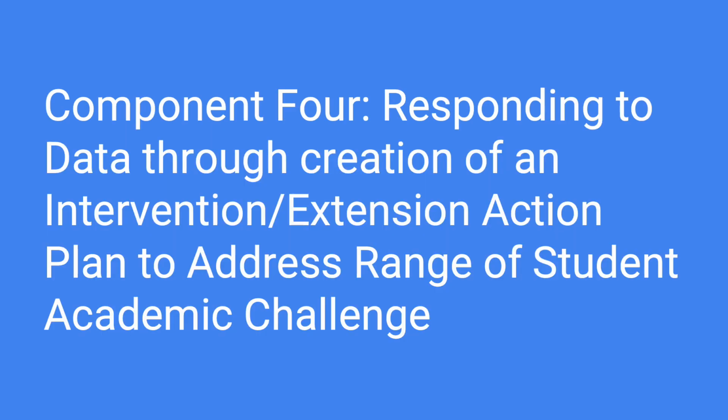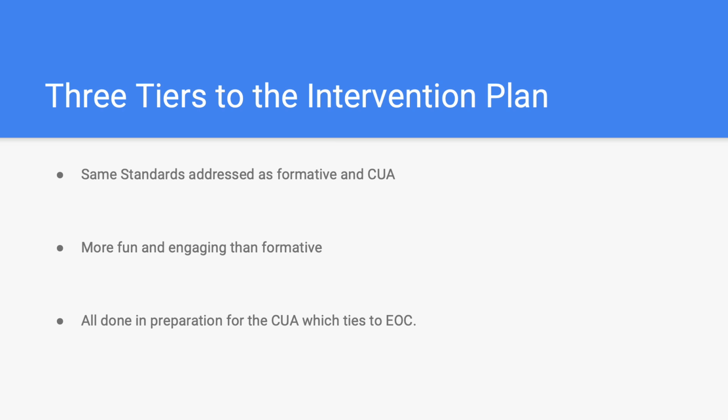Component 4 was responding to data through creation of an intervention or extension action plan to address the range of students' academic challenge. So this, to me, was the fun part of the case study. We decided to do a 3-tiered intervention plan. We wanted to create something for the beginning and developing learners, something in place for the proficient learners, and then the distinguished learners as well.